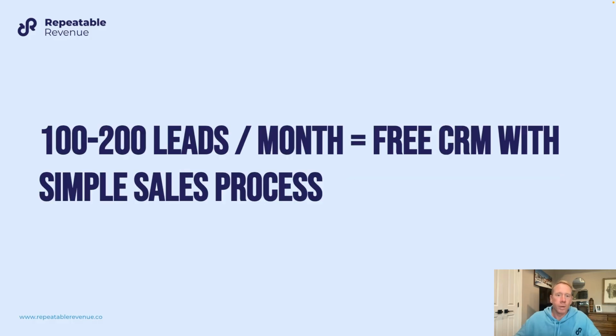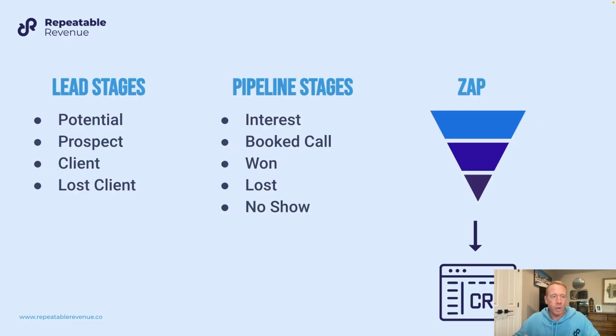If you're getting more than 100 leads a month, say you're getting 100, 200 leads a month, grab a free CRM, right? And what I would recommend is if you grab a free CRM, I've got that link to Notion below, just follow a pretty simple setup. Here's what I would recommend to get started: lead stages, potential, prospect, client, lost client. Keep it simple. Keep it really, really simple.